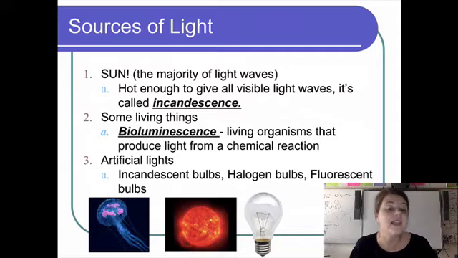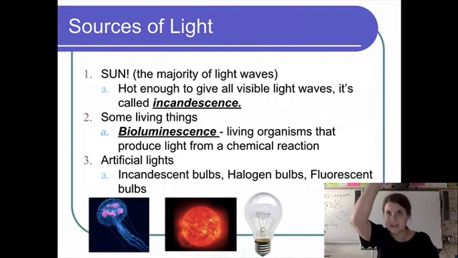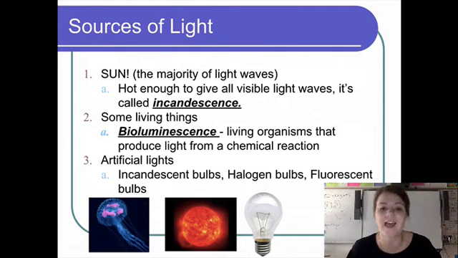All right, some living things also produce light. If you look really deep in the ocean, where there's no sunlight penetrating the water, there are these creatures. It's called bioluminescence, when a living organism actually produces light through a chemical reaction, and it's so cool. An example of this would be jellyfish. Another example would be the anglerfish, the one in Finding Nemo that has the little light out here, as well as fireflies.